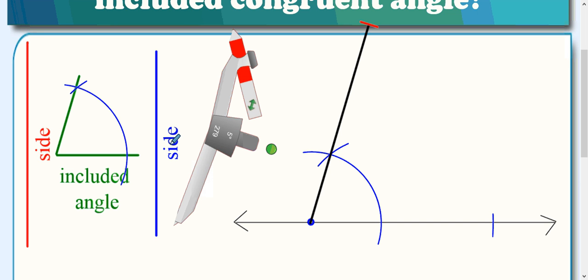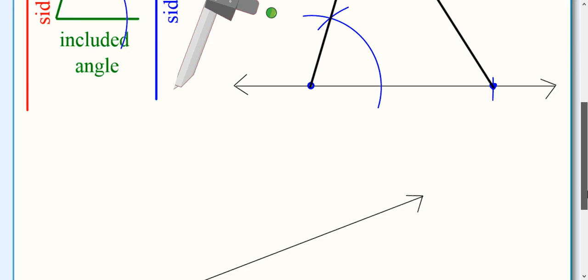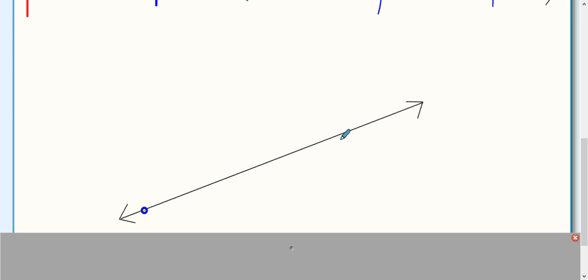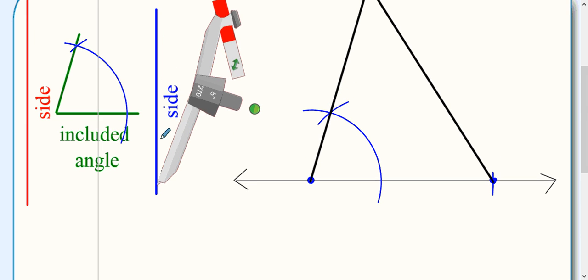So that makes our triangle. All we've got to do is connect these two points. There's our triangle. So we're going to do the same thing. We're going to use that angle and those two sides. I'll switch them around this time to try to make it a little bit different. So here's our point. Last time I did blue along the bottom and the red going up. I'll switch that. We still have to start with the angle though.